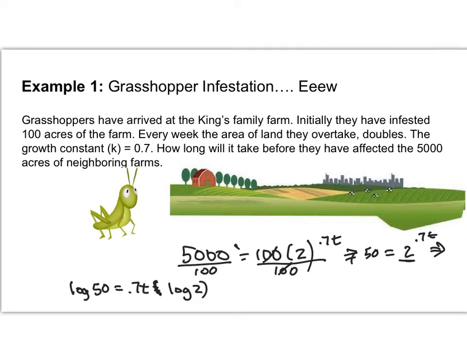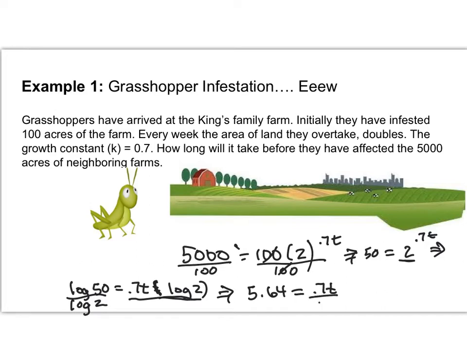Okay, now I still need to isolate the t, and I'm pretty good here because the log of 2 is actually a number. So I can divide both sides here by the log of 2. And when I do that, I get that the log of 50 divided by the log of 2 is about 5.64. I'm rounding because I'm writing this down, but it's important that when you're using your calculator, you don't round until the very end.